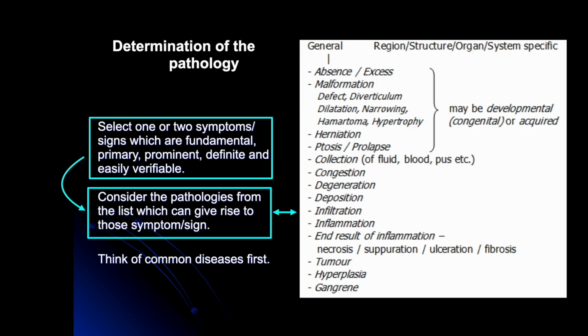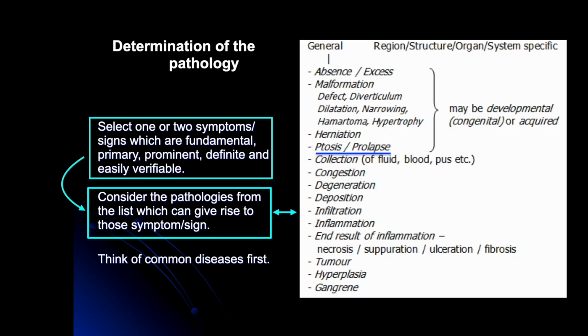Let me explain with a couple of examples. The fundamental symptom is, say, a reducible swelling in the groin, and on examination, the swelling is found to exhibit an expansile impulse on coughing. Which pathology will you consider from the list here in front of you? Herniation, right? Now another example. An older female patient presenting with something coming out per vagina. Which pathology will you consider now? Most probably prolapse of the uterus, isn't it?